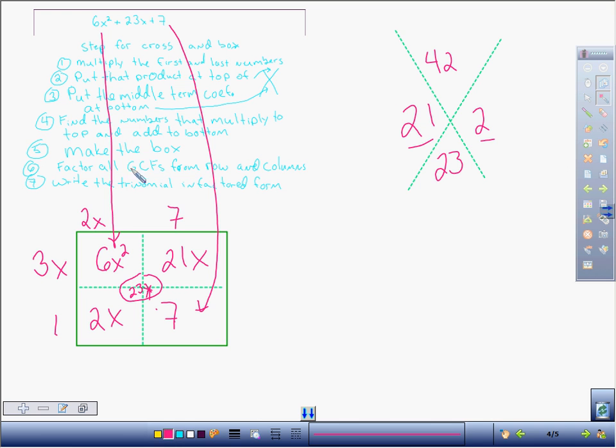So now, finally, I did that, and now I could write the trinomial in factored form: 6x squared plus 23x plus 7 is equal to 2x plus 7 times 3x plus 1. Does that work? Yes.